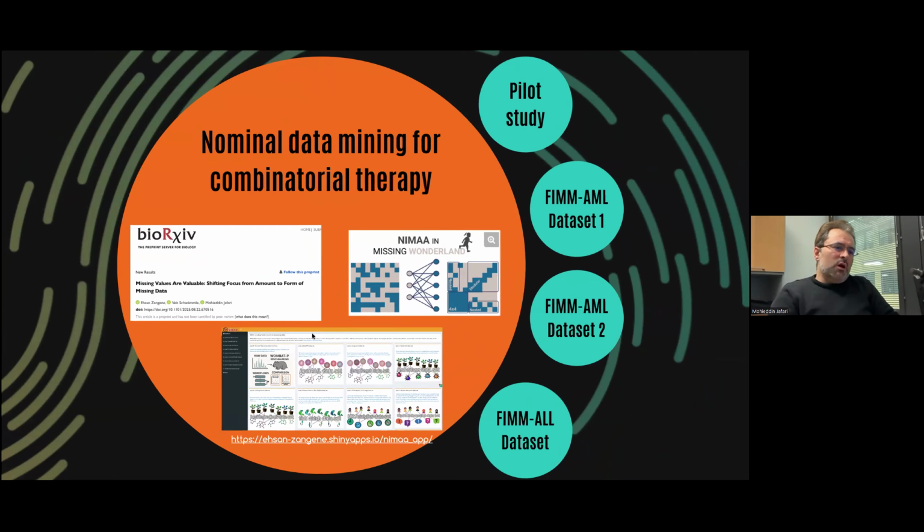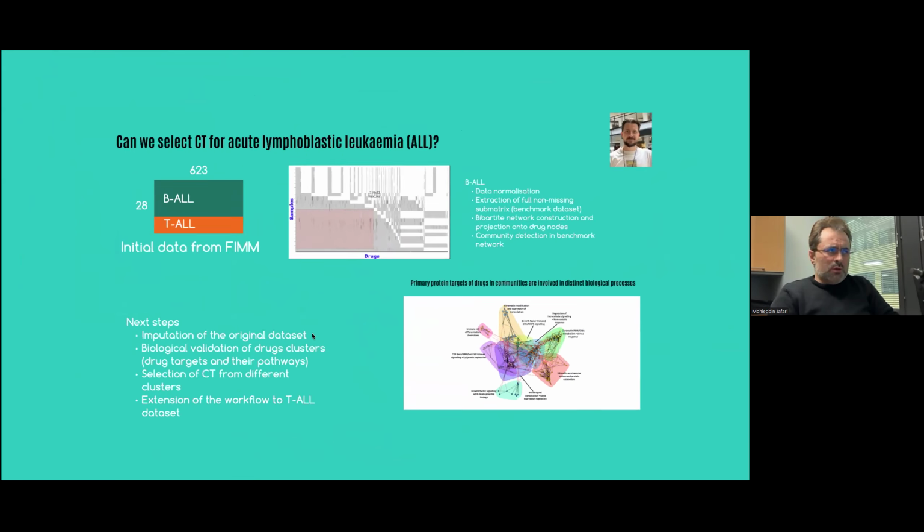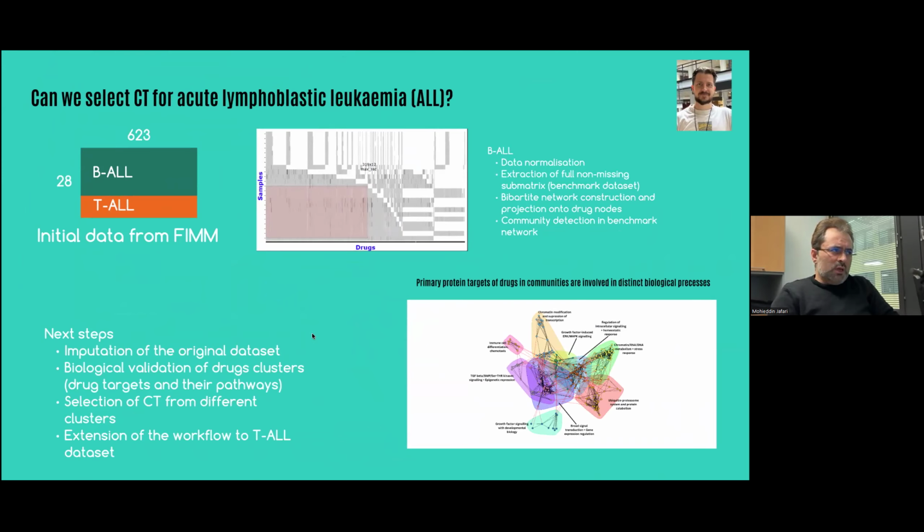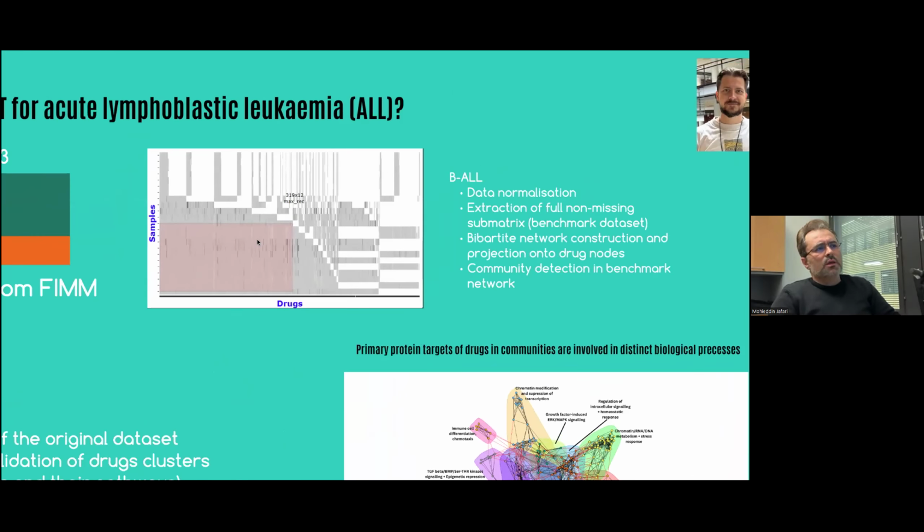Now we are focusing on ALL. My PhD student is focusing on ALL from the FIMM institute. We have a different size of data for ALL: 600 drugs, similar to AML, but only 28 patients. So again we are using the NEMA pipeline to extract the best combinations, as you can see here.